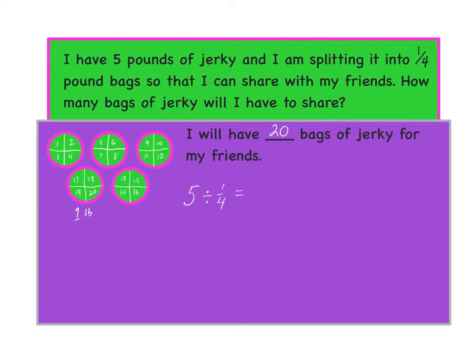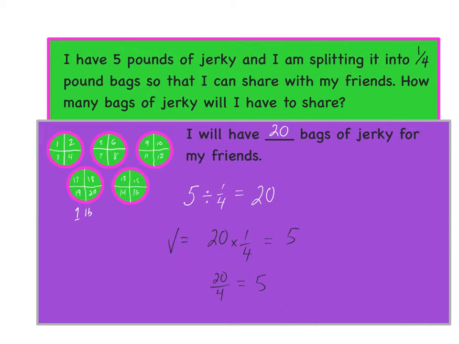So my number model for this question looks like it would be 5 divided by 1/4 equals 20. And now to show my check, see if this makes sense. If I take 20 times 1/4, does it equal 5? I can do this problem 2 ways. If I multiply straight across, that equals 20/4, which does equal 5. Or you can do 20 divided by 4, which is 5 times 1. But it looks like my work checks out and that my answer is 20 bags of jerky that I'll be able to share with my friends.